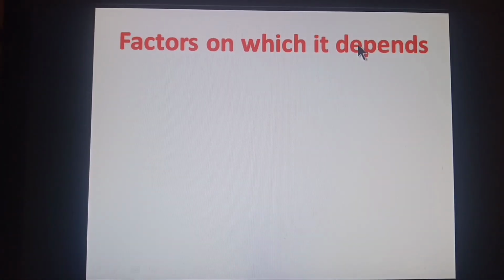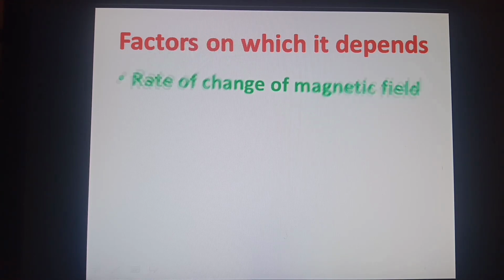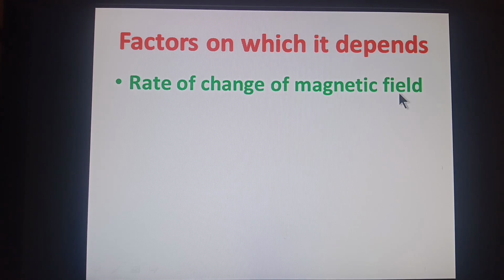Now students, on what factors does the current produced depend? Number 1, it depends on the rate of change of magnetic field. How quickly the magnetic field is changing in the coil. How quickly the coil is rotated or the magnet is moved towards or away from the coil. This is one factor on which the current produced due to electromagnetic induction depends.